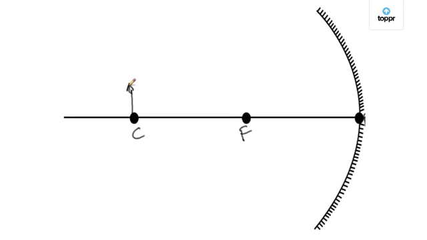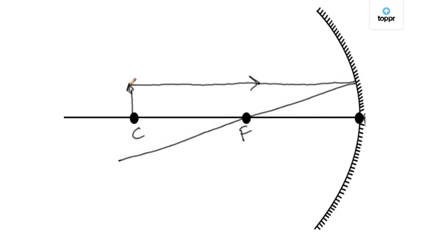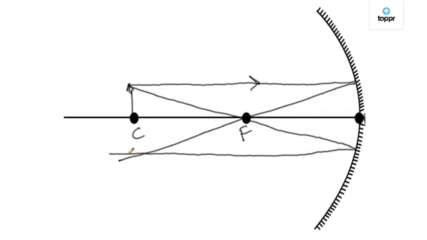Let us now place the object at the center of curvature and draw the first ray parallel to the principal axis. After reflection, this ray will pass through the focus. Now draw the second ray passing through the focus after reflection, which will become parallel to the principal axis. Thus, the image we get is real, it is inverted, it is formed at the center of curvature and equal to the size of the object.